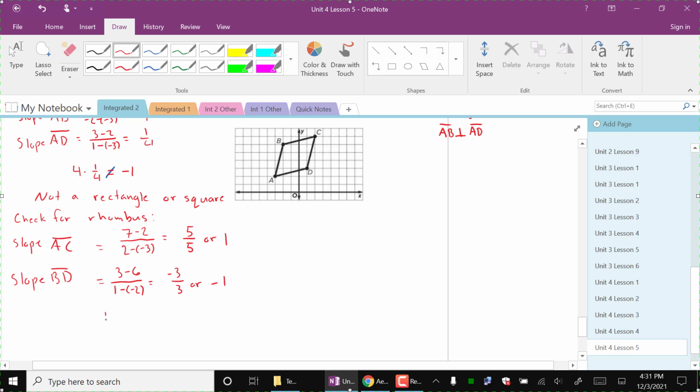Hey, take a look at this. 1 times negative 1 equals negative 1. By the definition of perpendicular, this is perpendicular because it equaled negative 1. So, parallelogram ABCD is also a rhombus.